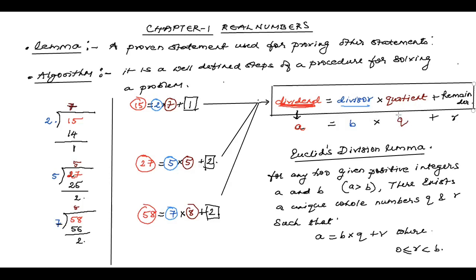There exist unique whole numbers q and r such that a is equal to b into q plus r.